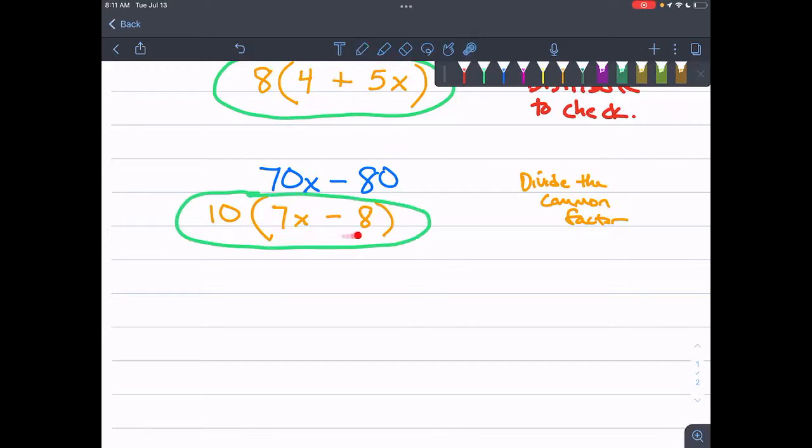And you can look at the 7 and 8. They don't have anything in common. And if you wanted to check it, 10 times 7x gives you 70x. 10 times negative 8 gives you negative 80. So you know you factored it right.